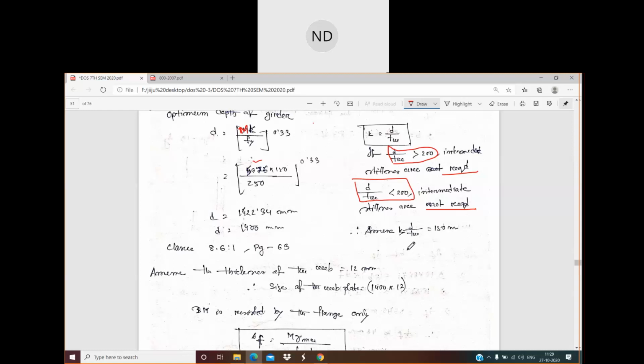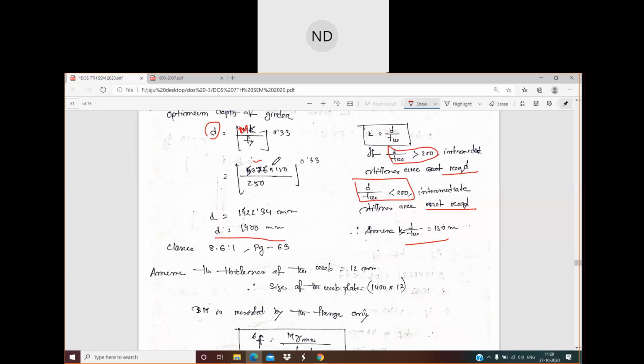So now, to find out the optimum depth of the girder, we will assume d by tw to be 150, which is less than 200. Okay, so what will we have now? If you calculate it, you will get the effective depth d to be 1422.34 mm. We can consider it to be 1400 mm for now, because this is the optimum value, so less than that also we can take.